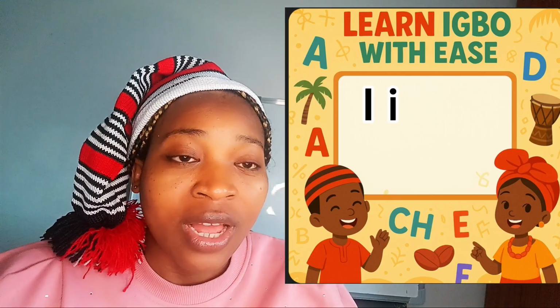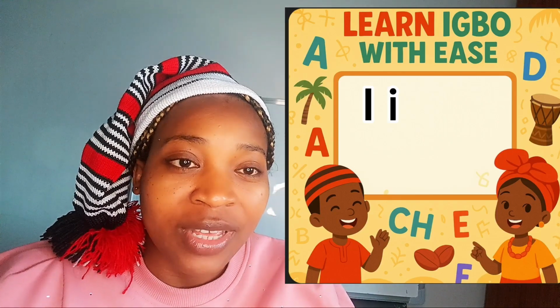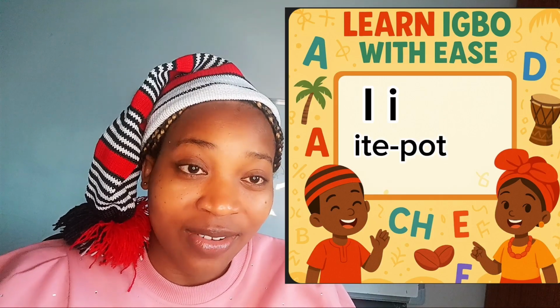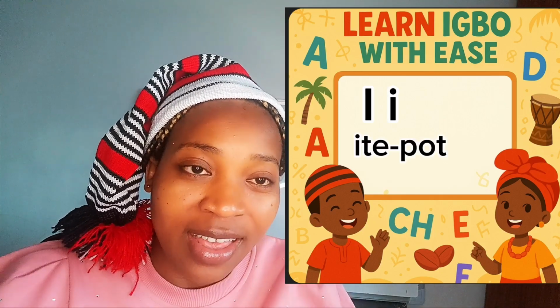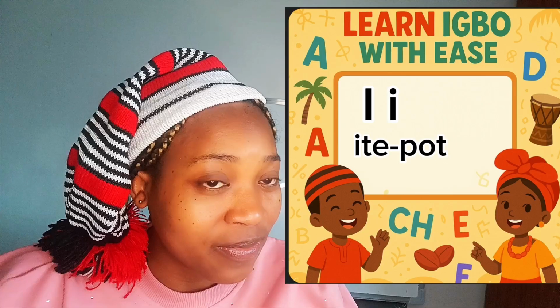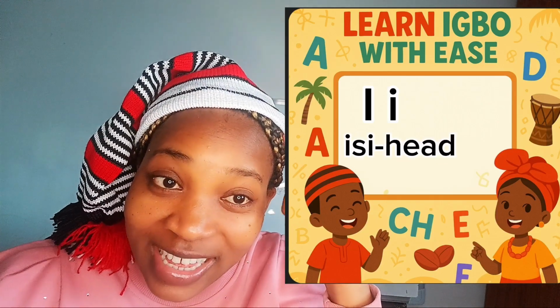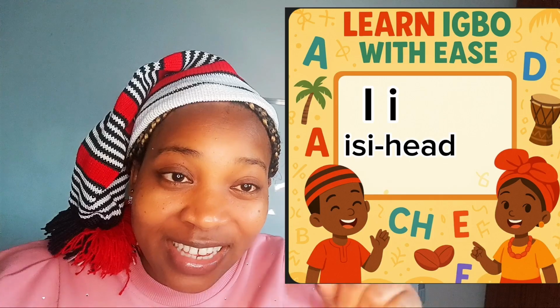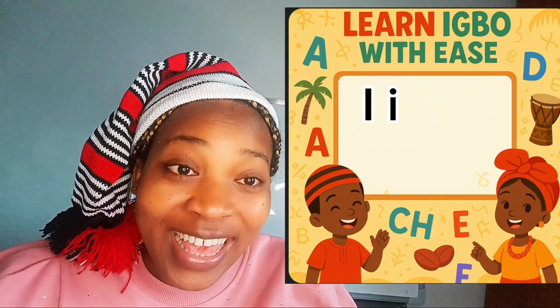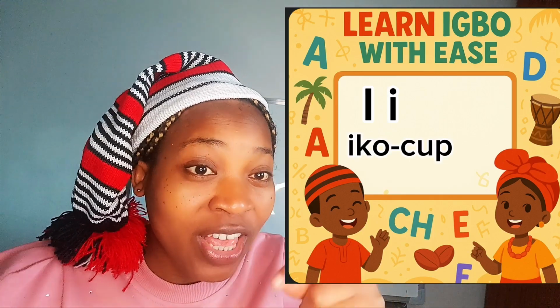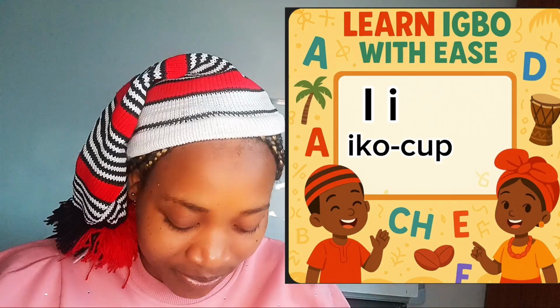So you can derive some words from it, which can be ite. Can you hear that now? Ite. That is hot. Isi. Remember, isi means head. Iko, that is cup. Iko, cup.